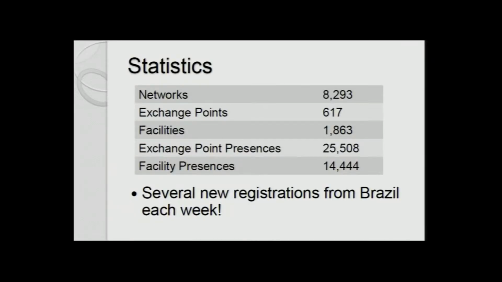Here's some statistics. There are over 8,000 networks registered from around the world, over 600 exchange points, close to 2,000 facilities, and we also get several registrations from Brazil each week. I'm one of the admins at PeeringDB, so if you've registered in the past couple months, there's a good chance that I gave you access to PeeringDB. If you register in the next couple weeks, there's a good chance that I'll handle your ticket for registration. So it's very good that we see more networks registering from Brazil.